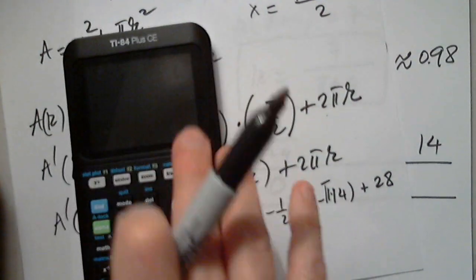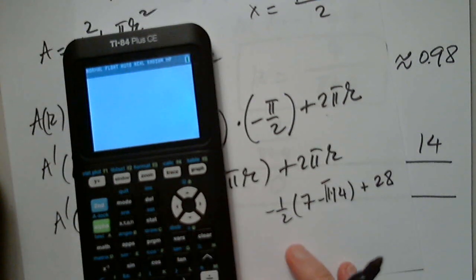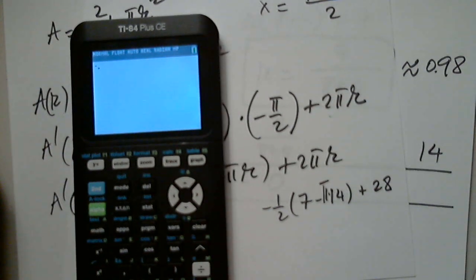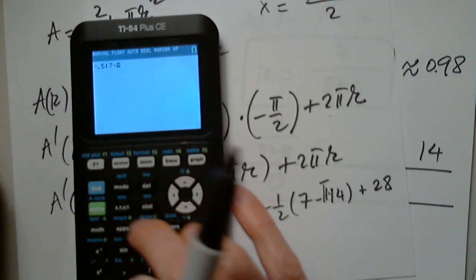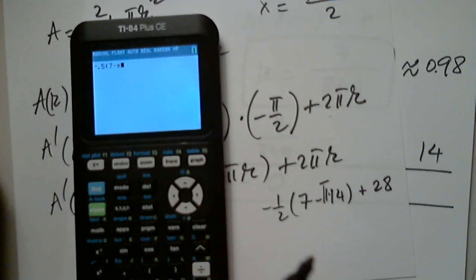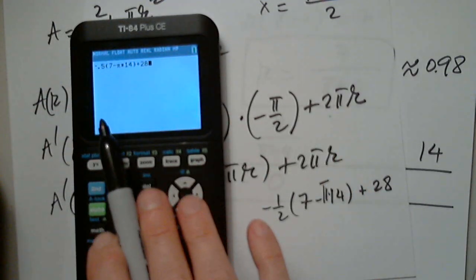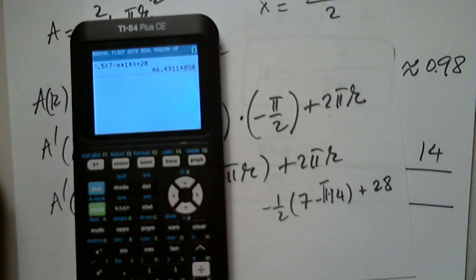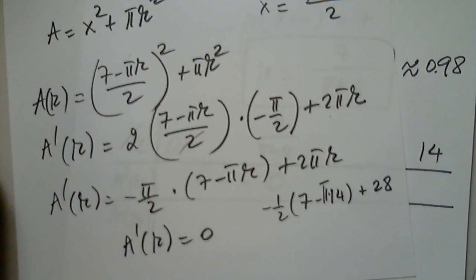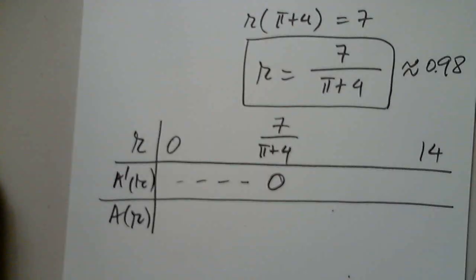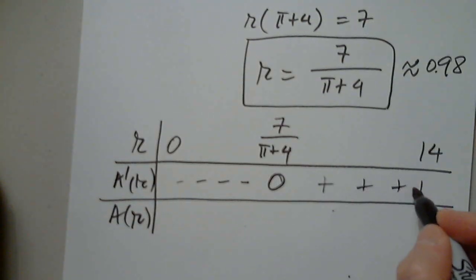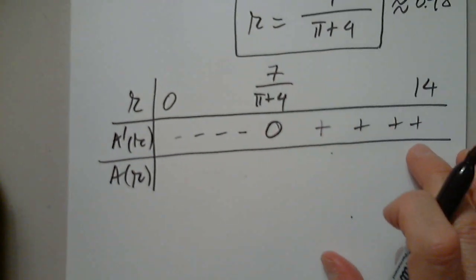This should be positive. So negative 0.5, 7 minus pi times 14 plus 28. This has to be positive. Let me make sure I entered it correctly. It is 46 point something. Good. According to the sign change.